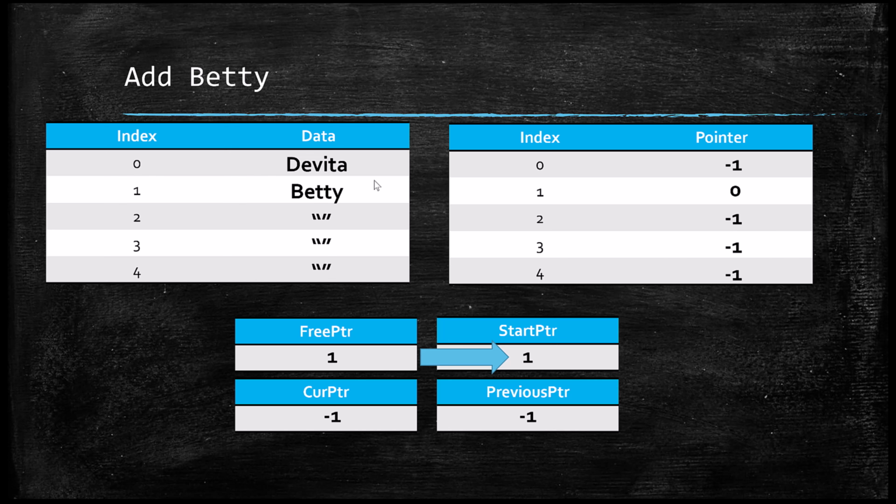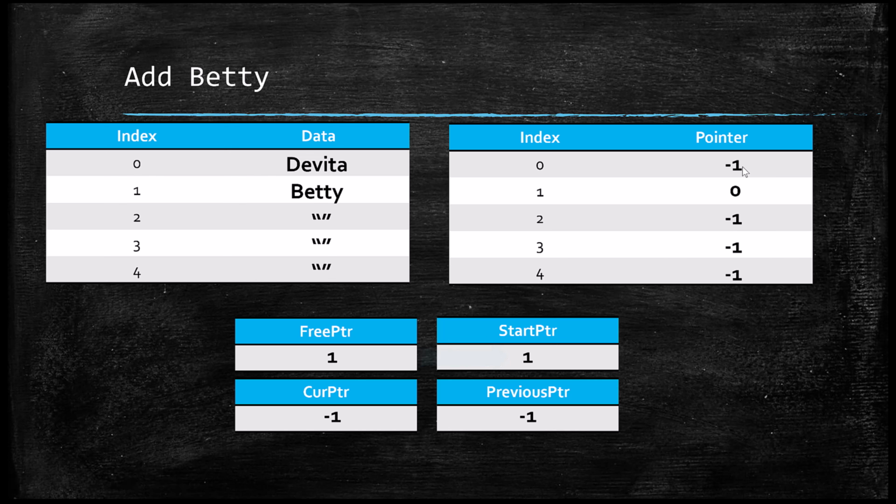And this is why order in the array doesn't matter. Our start pointer is going to point to what name we're starting at. Once we get to Betty, we can print Betty, look at her pointer, and then go to the next index, which is index 0. To print Davita's name, we see pointer -1. That means we've reached the end of our linked list.